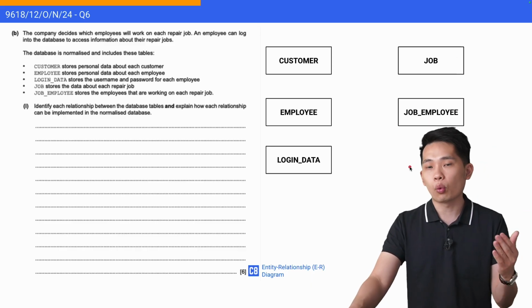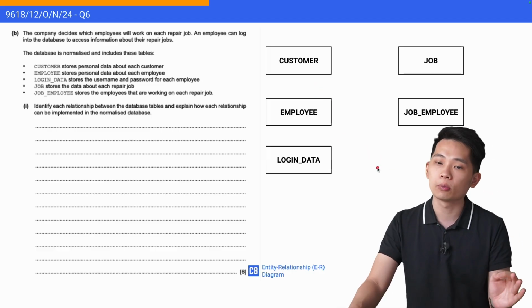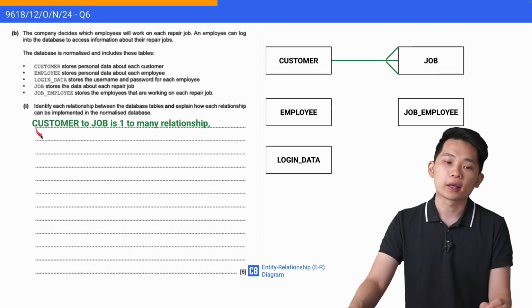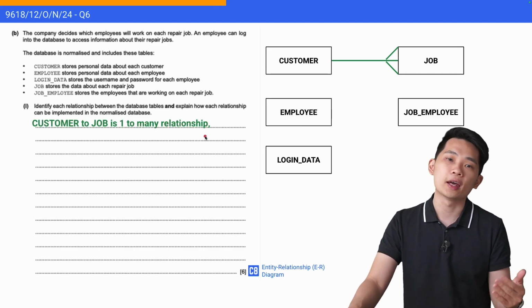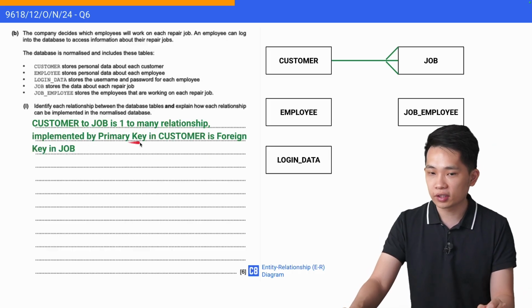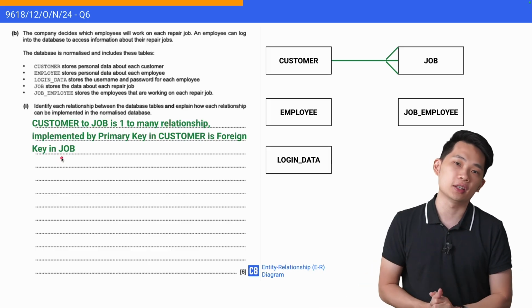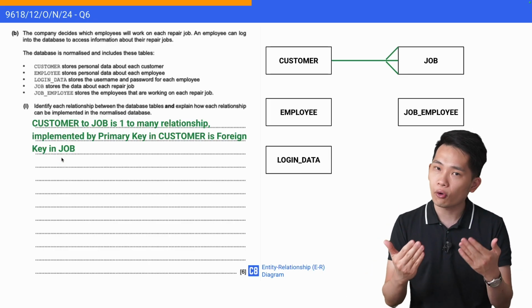So first of all, what is the relationship between customer and job? It's going to be a one-to-many relationship here. Therefore we can just write customer to job is one-to-many relationship. And then to get additional mark, we can write implemented by primary key in customer is foreign key in job. Basically, we are just saying that primary key in customer, let's say customer ID, is the foreign key in the job table.